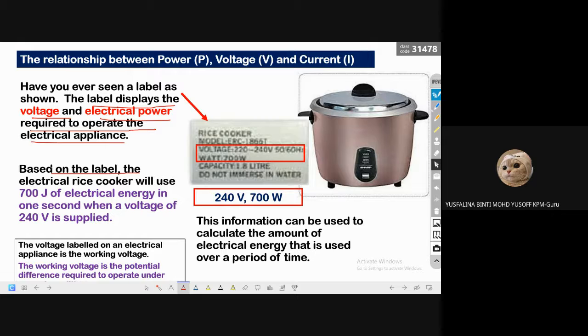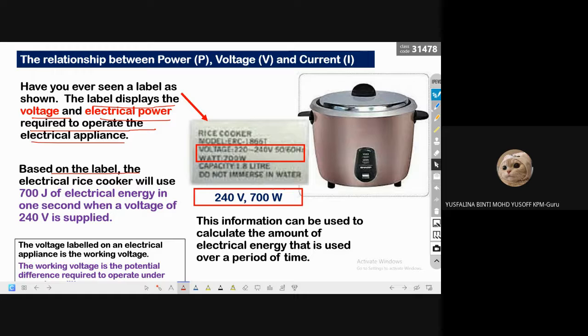So it says here, when 240 volts is supplied to the electrical appliance, 700 joules of electrical energy will be released in 1 second. So that is what it means. This one came out once in SPM. They ask you what it means by 240 volt, 700 watt.